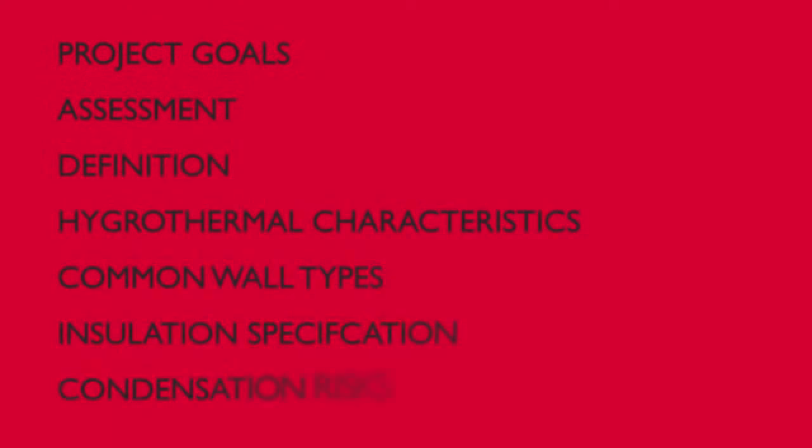We'll begin by considering the project goals and how to assess and define a realistic strategy to upgrade existing buildings. Then look at the hygrothermal characteristics of various common construction types and the different challenges they pose. After that, we'll move on to a solution that can be applied to enhance the energy performance whilst minimising moisture risks. As well as airtightness, we'll consider the effect of insulation specification and assessing and reducing the condensation risk. Lastly, we'll finish up with our regular Q&A session.